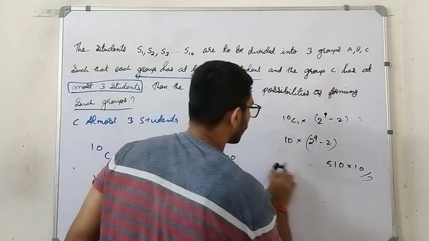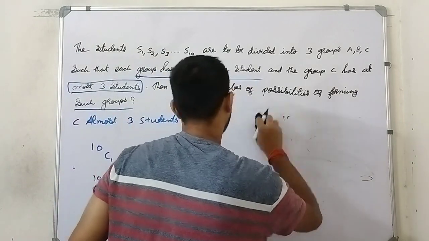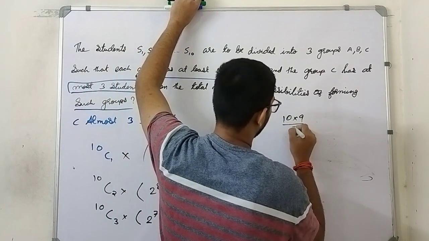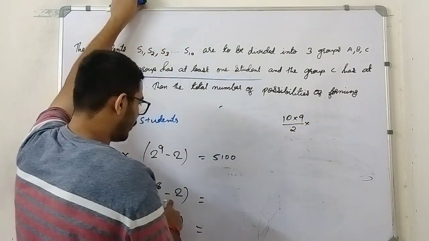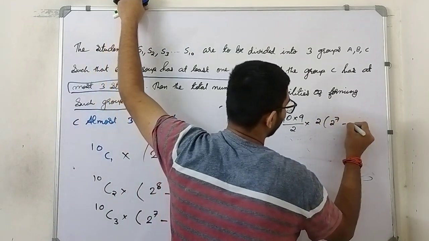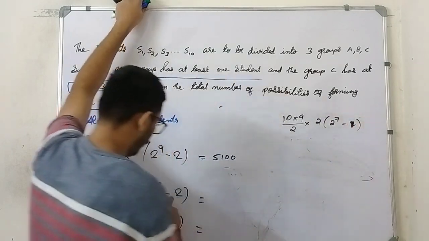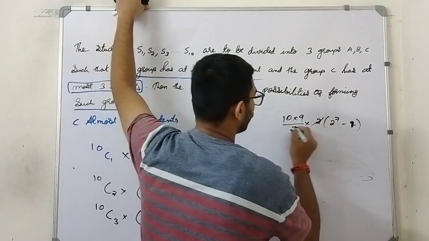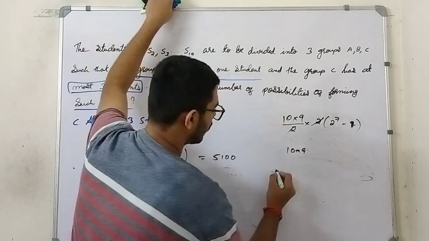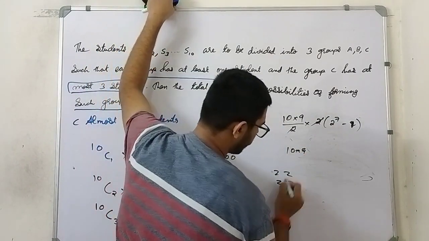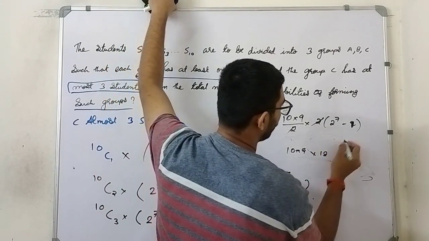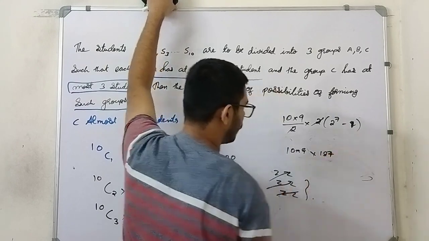Now we can calculate the other value. 10C2. 10C2 is 10 into 9 divided by 2, into 2 raised to 8 minus 2. So I am taking 2 outside: 2 into 2 raised to 7 minus 1. So I have taken 2 from all these values. These 2 and 2 will be cancelled. It will be 10 into 9 into, what is 2 raised to 7? It is 128. 128 minus 1 will be 127. So it will be 127.